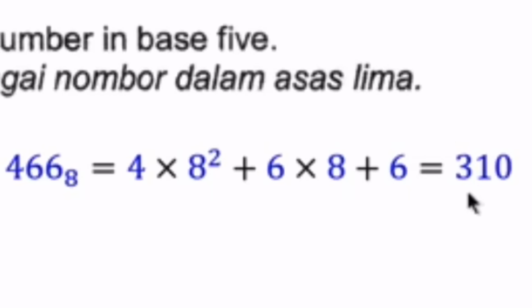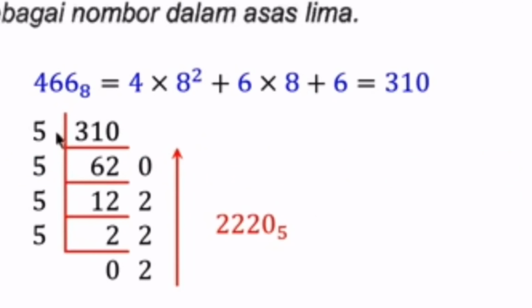From base 10, we will convert to base 5 by dividing by 5. From a bigger base to a smaller base, you have to divide, right? So 310 divided by 5, you get 62, no remainder. 62 divided by 5, you get 12 remainder 2. And 12 divided by 5, you will get 2 remainder 2, since 5 times 2 is 10, so the remainder is 12 minus 10, which is 2. Then finally, you have 2. So you divide by 5, you will get 0 remainder 2.